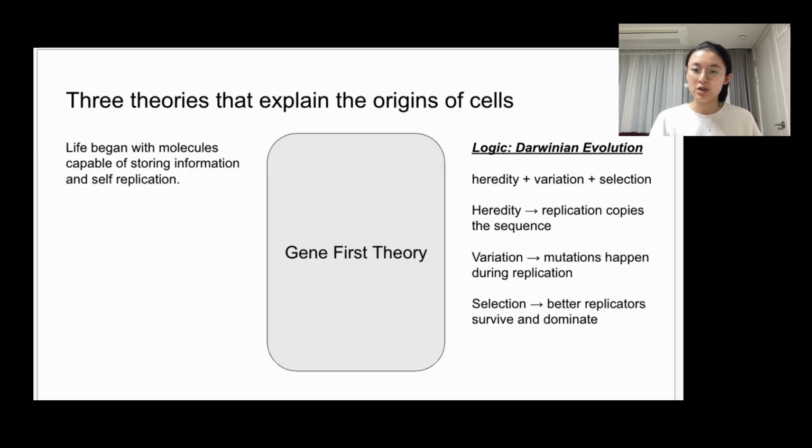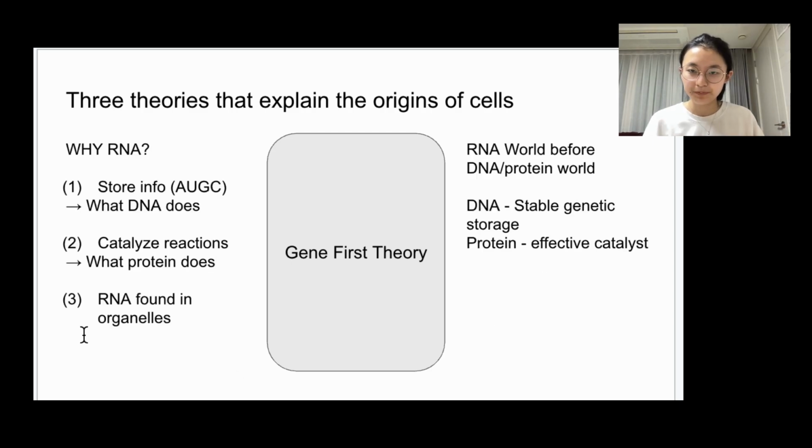All three components are present with the gene discussed in the gene first theory, thus it fits the criteria of Darwinian evolution, which is necessary to explain the origins of cells and how these origins became the cells that we know today in our world. Now, we normally point out RNA as the gene referred to in the gene first theory, and there are a couple of reasons for this.